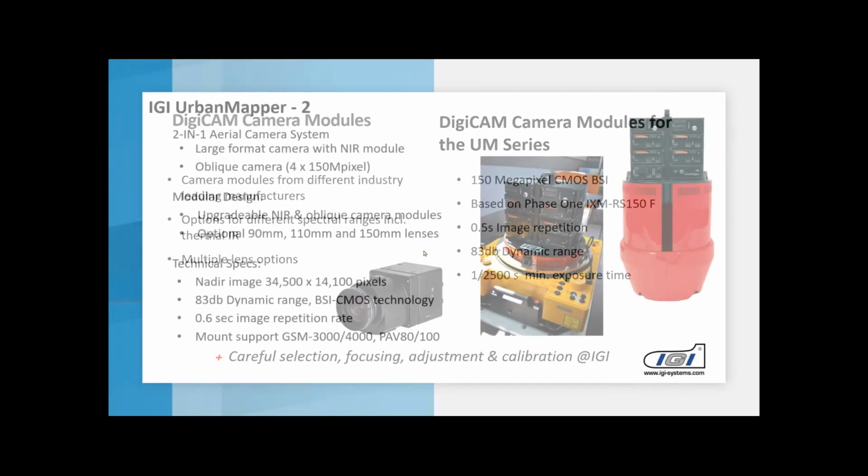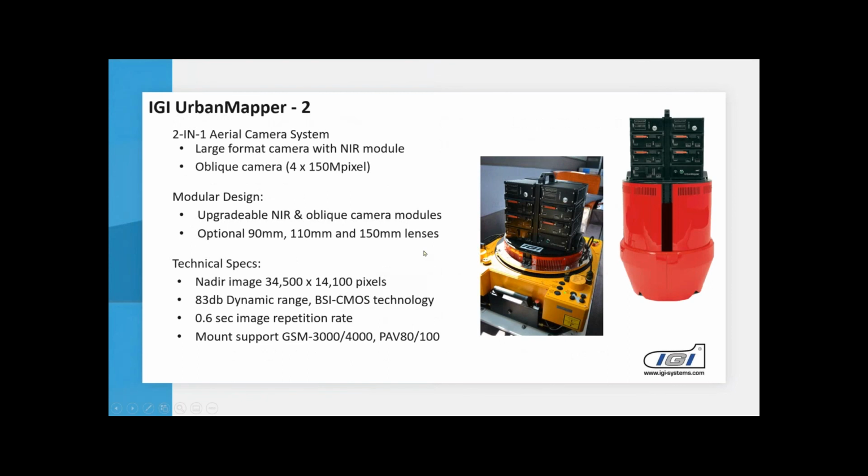So how does the UrbanMapper look? Here in the next slide, you can see on the right side how the sensor itself looks, with the sensor part here on the bottom and the computer part on top, and also in the other image, how the system looks when it's operated in the GSM mount in the aircraft. So as mentioned, it's a 2-in-1 aerial camera system. We have a large format camera with a nadir module for the nadir view. We have 4 oblique views.